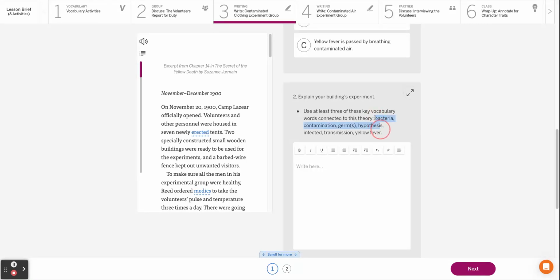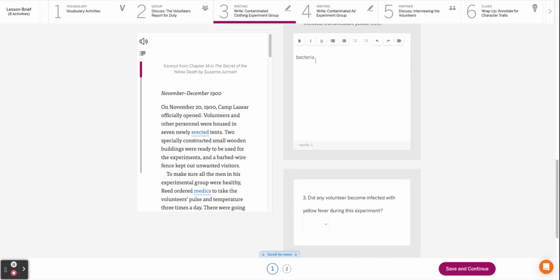Your list is right here. Words like bacteria, contamination, germs, hypothesis, infected, transmission, and yellow fever. Use at least 3 of those, and I want to see those bolded when you write it. So that means you highlight it. If you wrote the word bacteria, you would highlight it and then make it bold so that when I read it, I can see what you wrote.